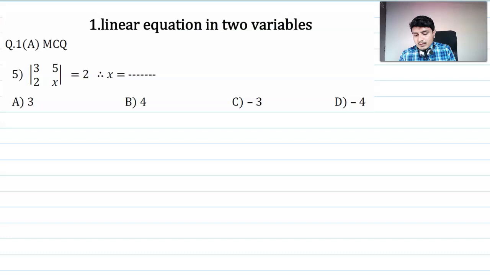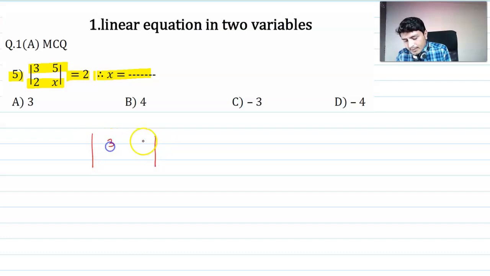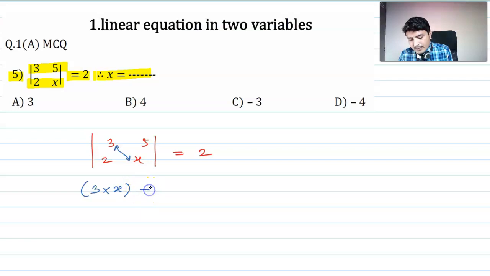Look at question number 5. Determinant of 3, 5, 2, x is equal to 2, therefore x is equal to. So here we have to evaluate the value of variable x such that we have a 2 by 2 determinant whose value is 2. So we have the determinant of the form 3, 5, 2, x, and whose value is given as 2. So how to solve the determinant? Be focused. First, principal diagonal elements multiplication. That means we have 3 into x. Middle sign is strictly minus. Then the other diagonal elements multiplication. That means we have 2 into 5. That is equal to the value given, 2.